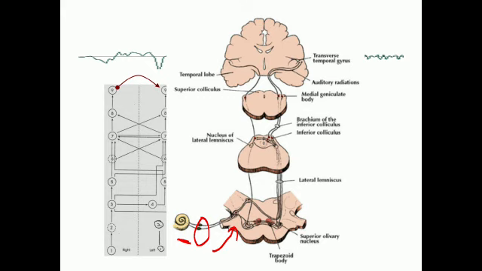It enters into the medulla and ends on the dorsal and ventral cochlear nuclei situated at the pontomedullary junction. From here the second order neurons arise. The second order neurons go to the superior olivary complex and the trapezoid body of both sides. So there is crossing of fibers.